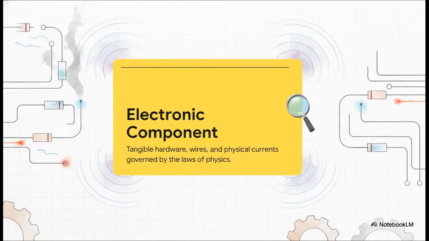So let's isolate the first core concept of our text, the electronic component, right? This is the physical realm. We're dealing with tangible hardware here, capacitors, resistors, actual physical currents flowing through wires. And because this world is governed by the actual laws of physics, it operates in these continuous, infinite states. It experiences stuff like parasitic capacitance, thermal noise, signal degradation. Basically, it's beautifully imperfect and just incredibly, incredibly complex.